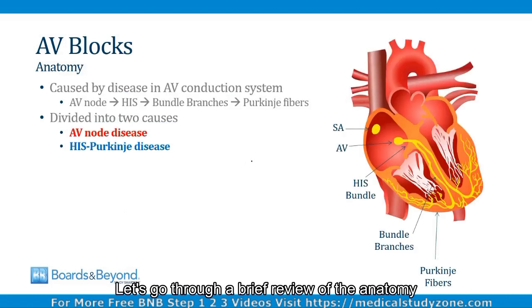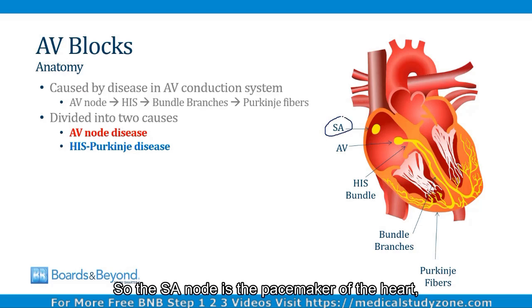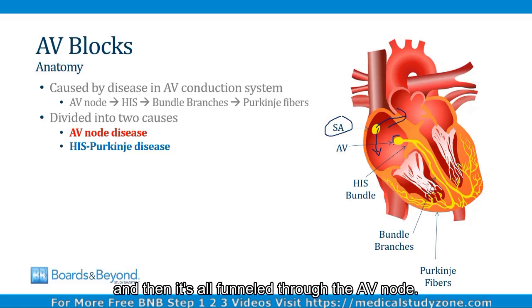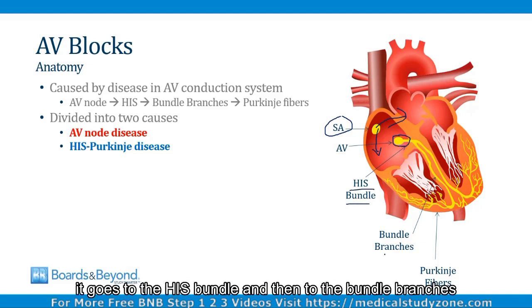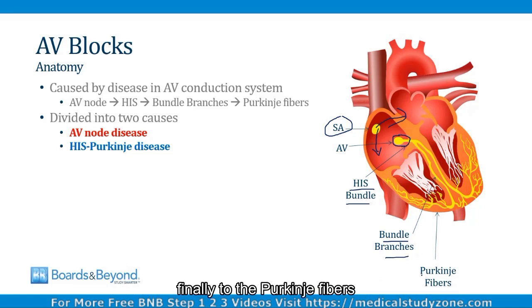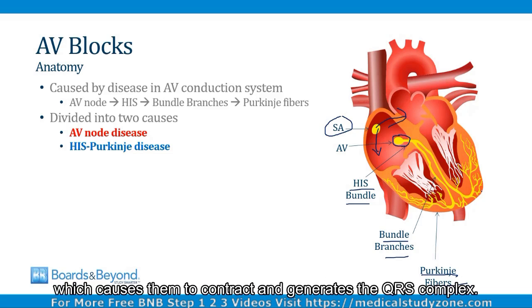Let's go through a brief review of the anatomy of electrical conduction in the heart. The SA node is the pacemaker of the heart, which generates electrical activity. That electrical activity travels through myocytes in the atria, and then it's all funneled through the AV node. After it goes through the AV node, it goes to the His bundle, then to the bundle branches, and finally to the Purkinje fibers, and from there into the ventricular myocytes, which causes them to contract and generates the QRS complex.